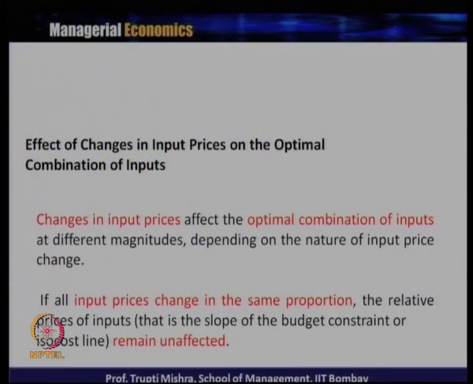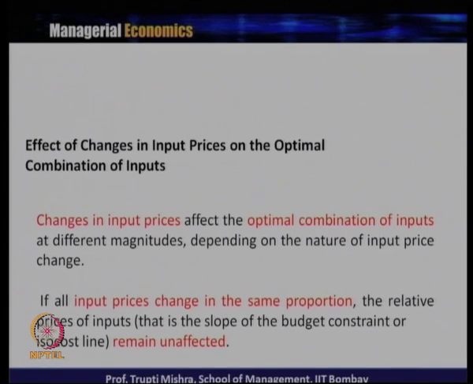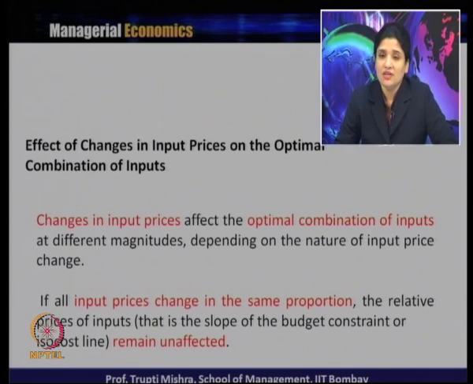Let us look at the case where there is a change in the input prices, and how it affects the least cost input combination. A change in input price affects the optimal combination of inputs at different magnitude depending on the nature of the input price change. It is bound to happen that the optimal combination of inputs has to change if there is a change in the input price, either in different magnitude or in the same magnitude, depending on the nature of the input price change.